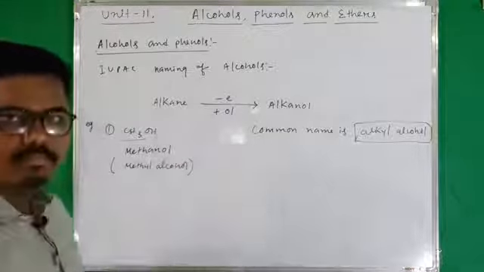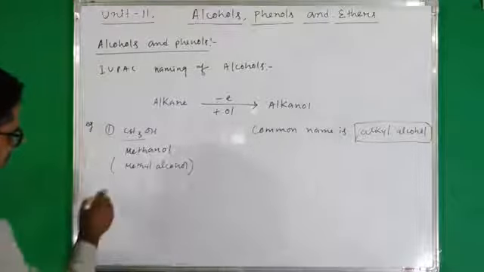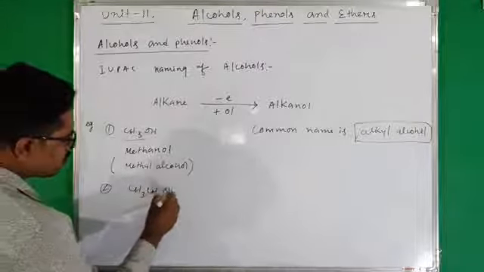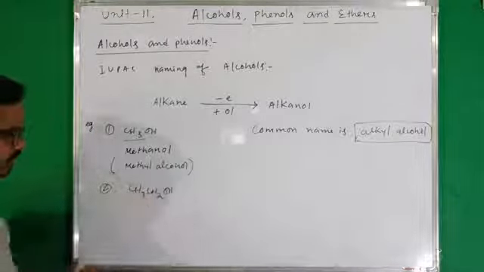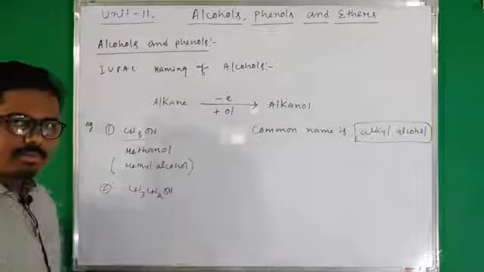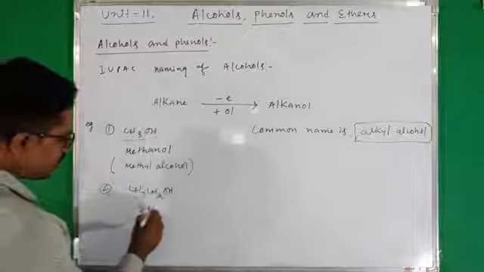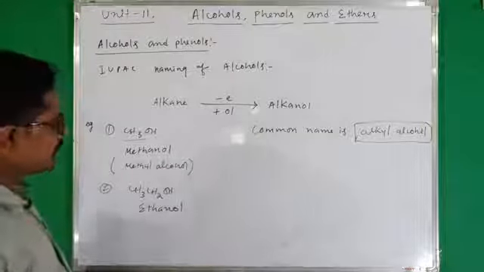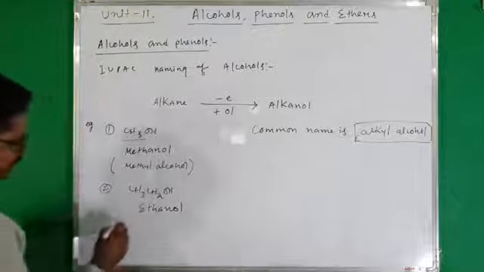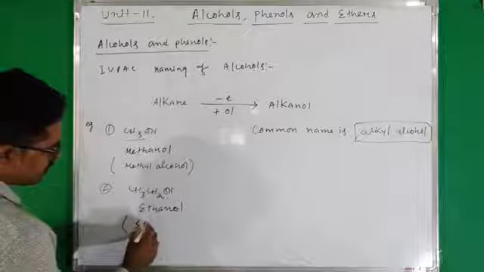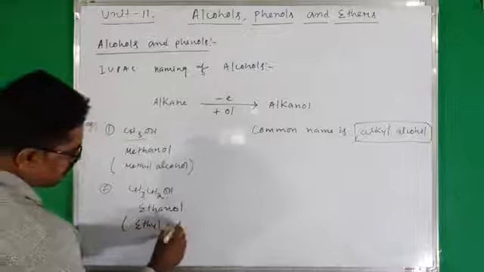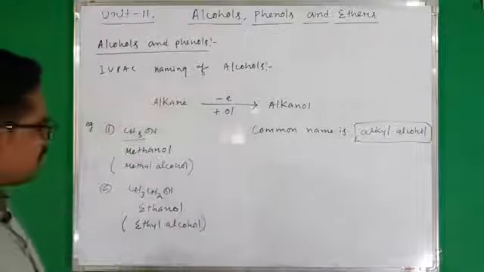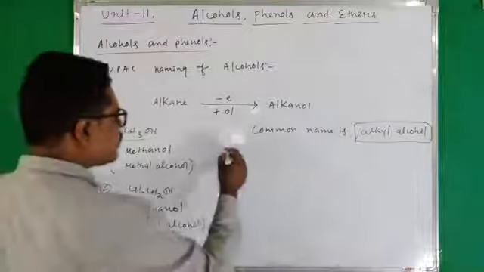Therefore, the name is methyl alcohol. Okay. After that, let us consider this alcohol, CH3CH2OH. In this case, two carbon atoms are present, hence the hydrocarbon is ethane, but we have to add OL, hence the name is ethanol, and the common name is ethyl alcohol.